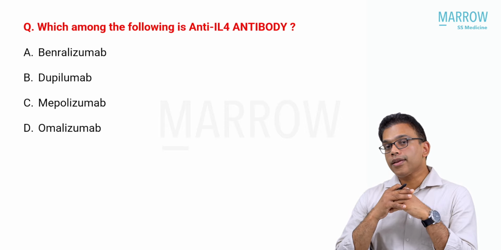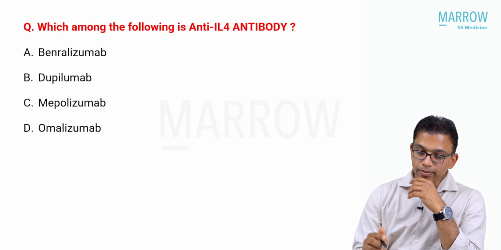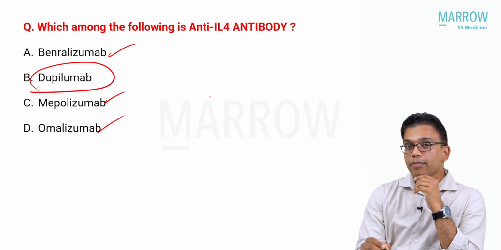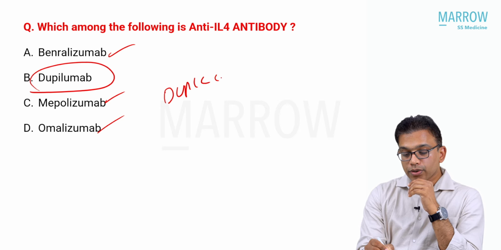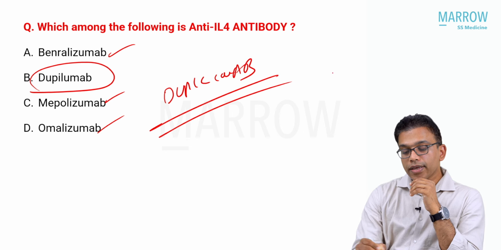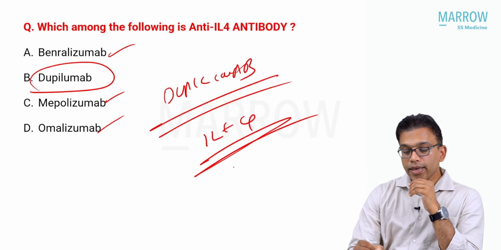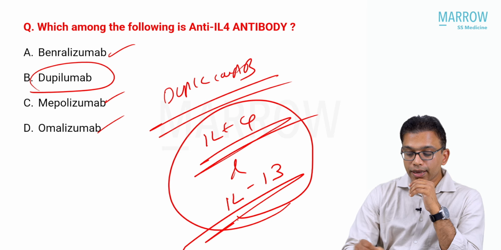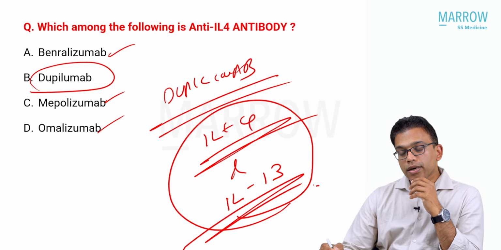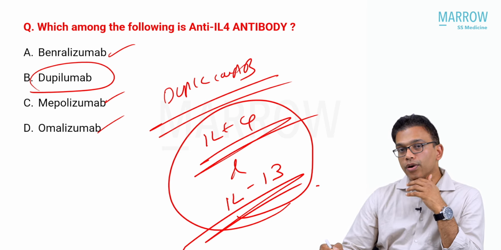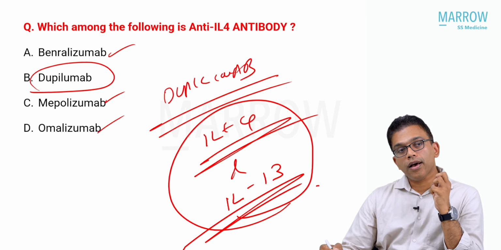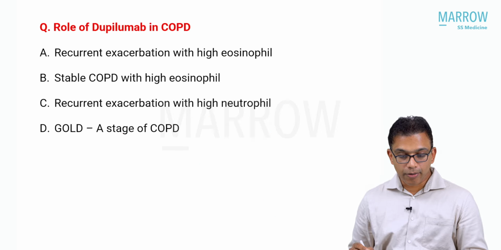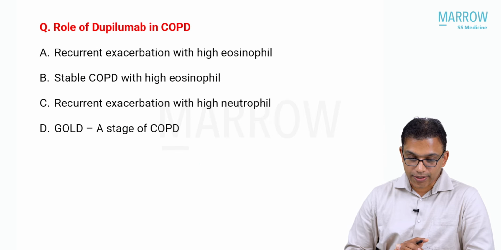Which among the following is an interleukin 4 antibody? Benralizumab, mepolizumab and omalizumab we have discussed, and the interleukin 4 antibody is dupilumab. Is it affecting interleukin 4 alone or anything more? Yes, it acts on interleukin 4 as well as interleukin 13. There are some new reports of its potential use in COPD. It is well known to have a good effect in patients with severe asthma. So that is about dupilumab. Again, it is given as a subcutaneous injection.